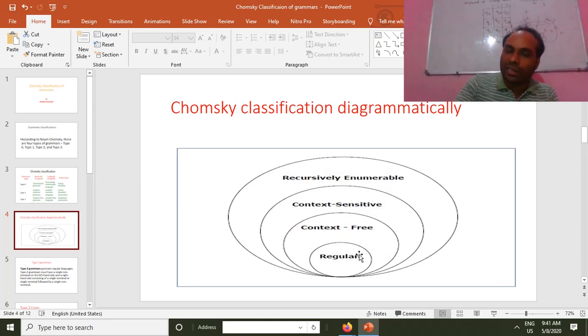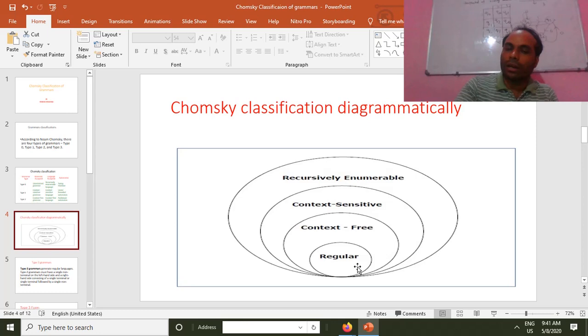Because the regular languages are a subset of the context free languages, all these regular languages are context free languages. So this diagram is very important, for all the different varieties of questions they may ask.